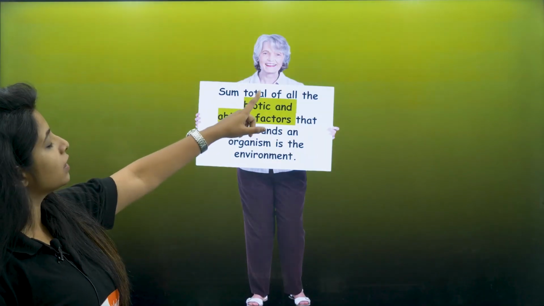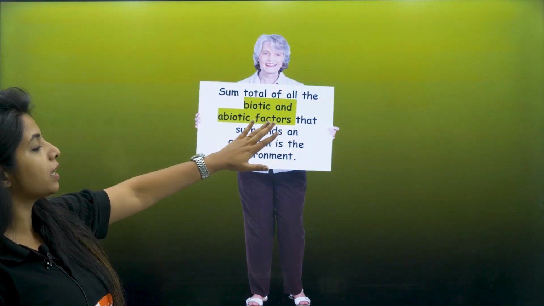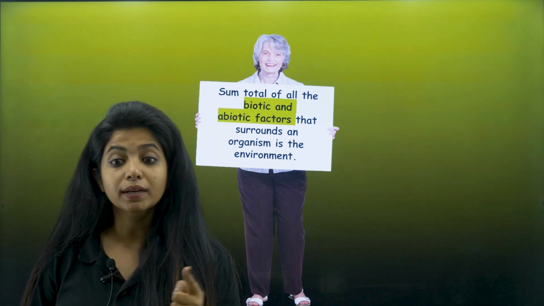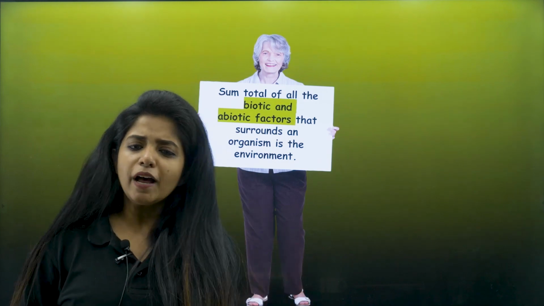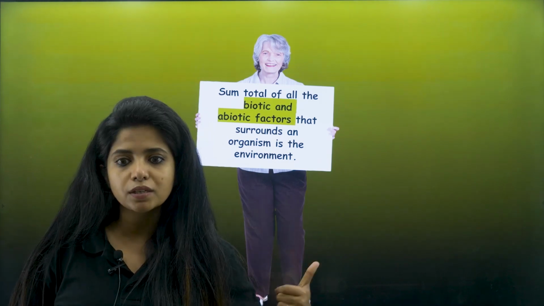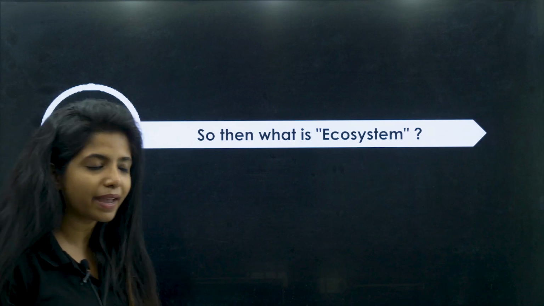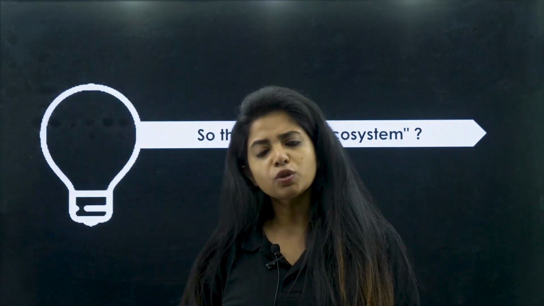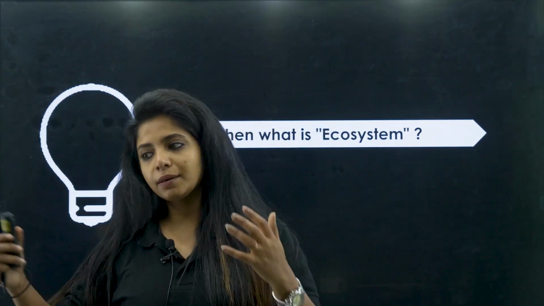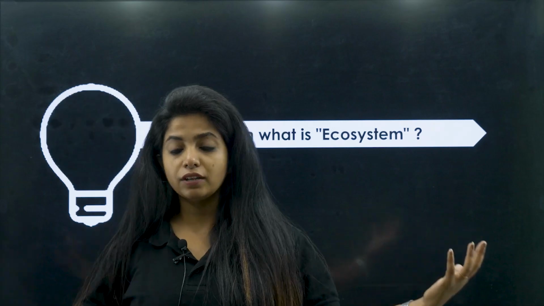So here we have the cute little grandma saying that sum total of all the biotic and abiotic factors that surrounds an organism is what? Environment. Now I have a question for you. If environment is this, then what do you mean by ecosystem, my dear children? What is ecosystem? So ecosystem is also the same thing. It's the abiotic and the biotic factors which are there.